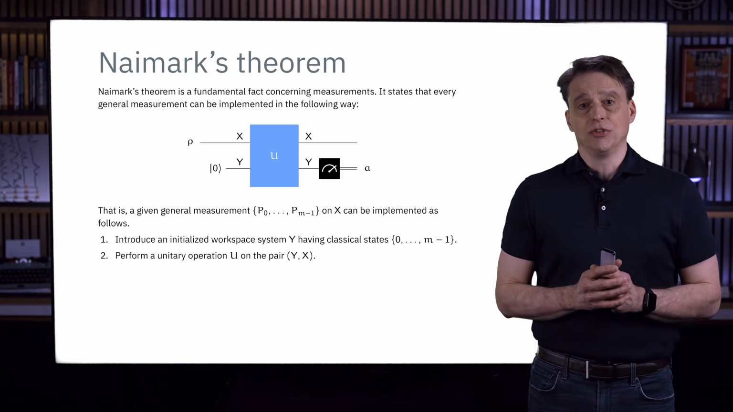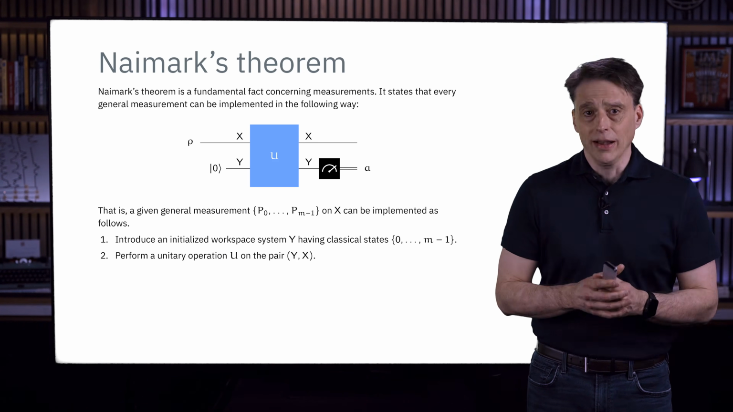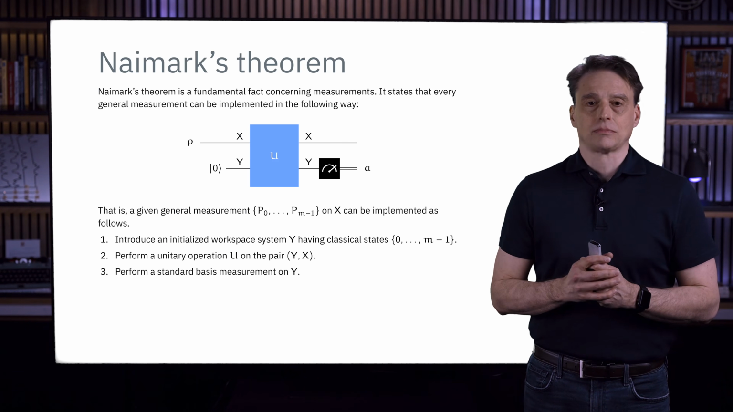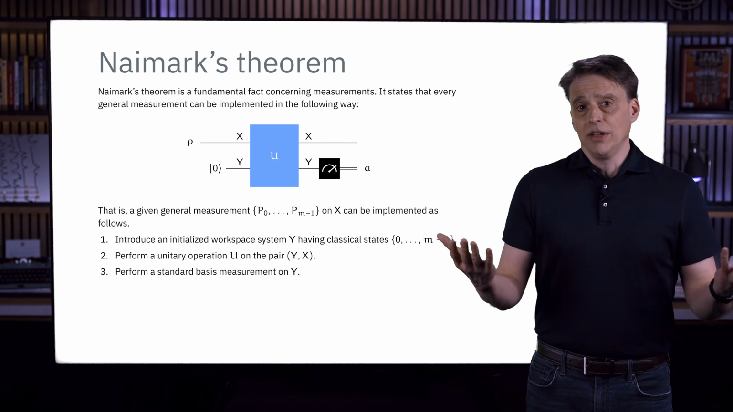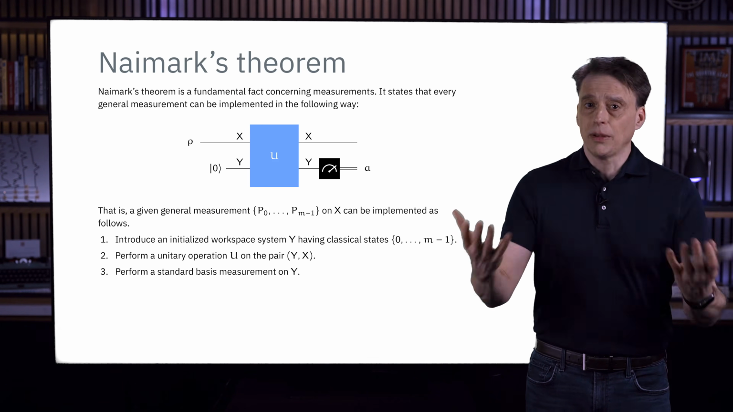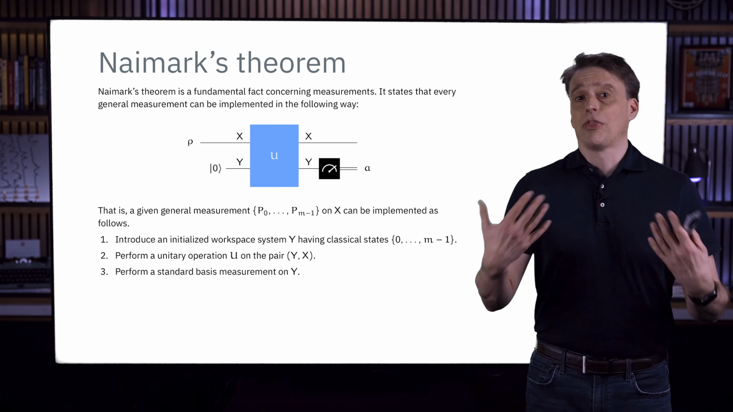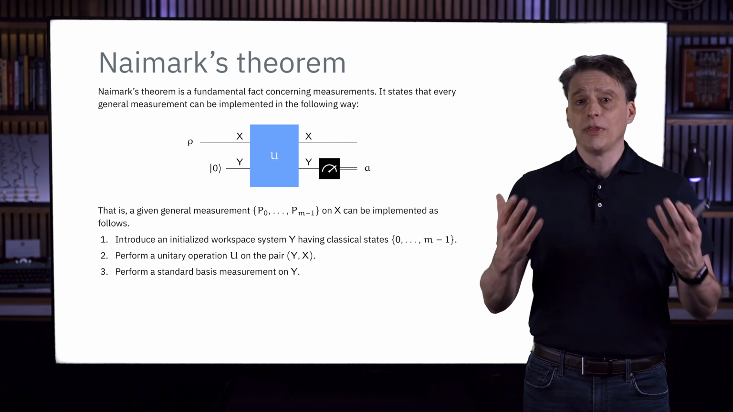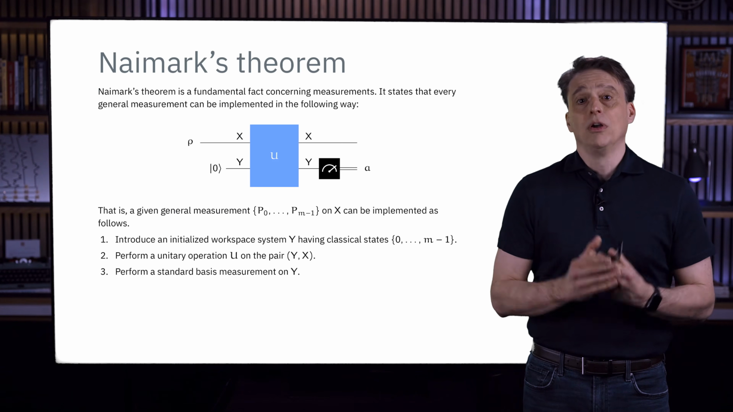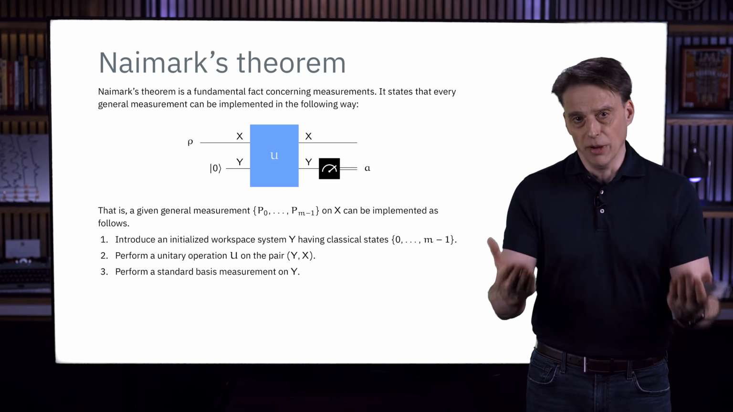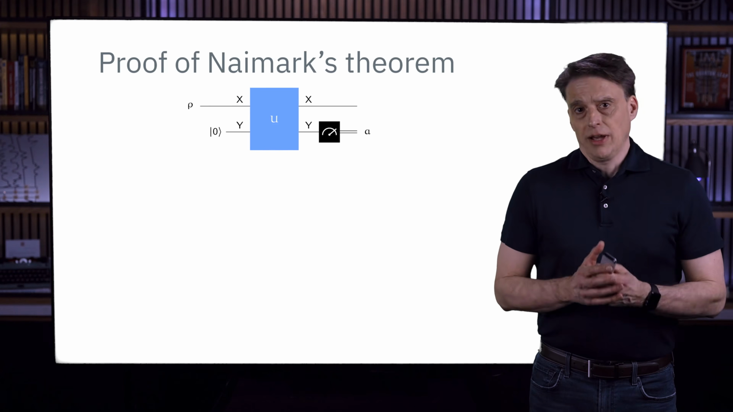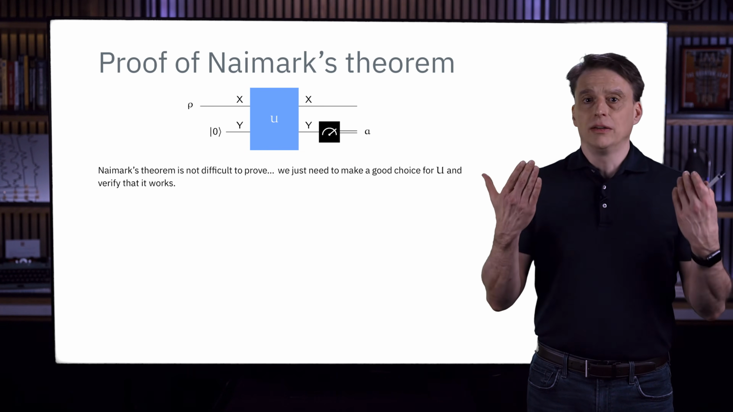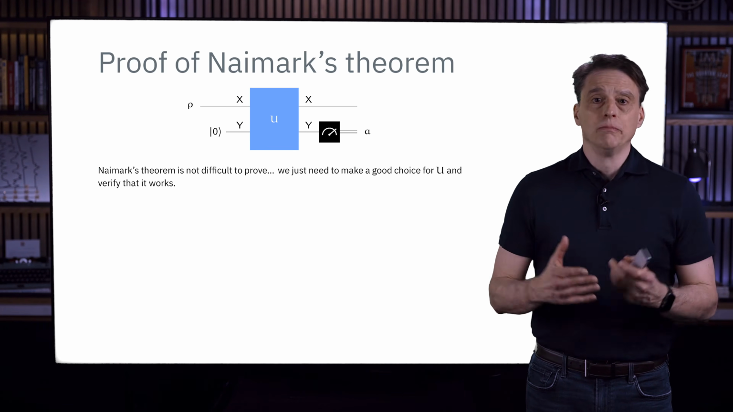Then a unitary operation U is performed on the pair YX, and then a standard basis measurement is performed on Y. So everything is basically set in stone here, except for the choice of U. And what the theorem says is that it is in fact possible to choose this unitary operation U so that the probabilities for the different outcomes always agree with the given general measurement. Now let's see how Naimark's theorem is proved. And it isn't difficult. We just need to make a good choice for the unitary operation U and verify that it works.